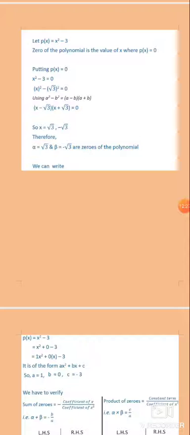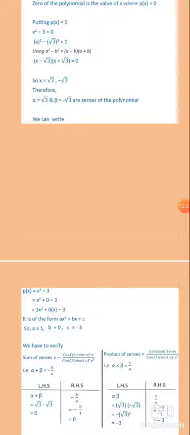It is of the form what? ax square plus bx plus c, the standard form. The value of a is equal to what? 1, b is equal to 0 and c is equal to minus 3.